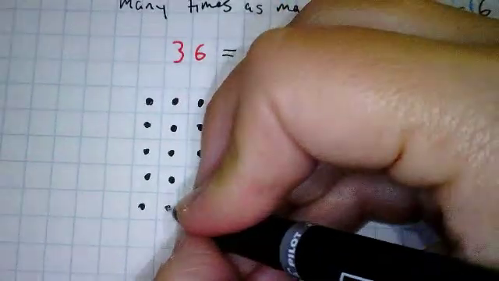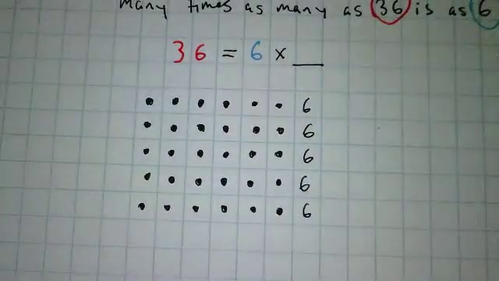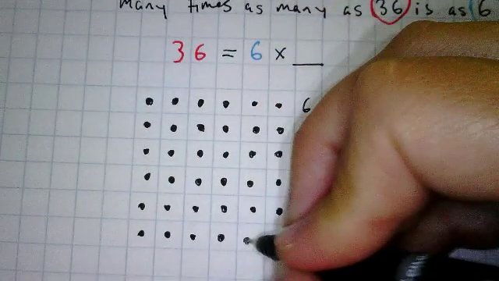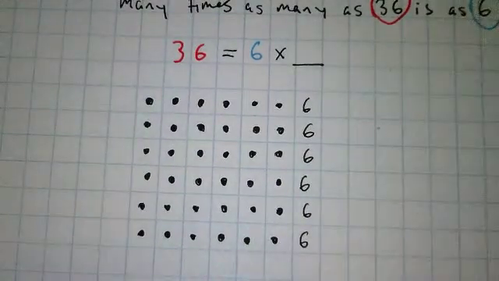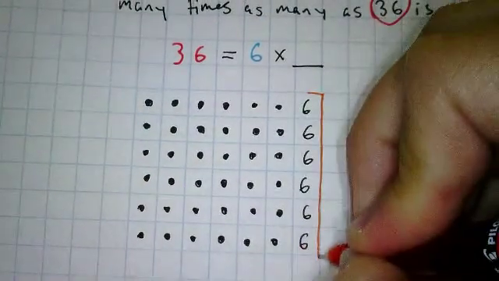1, 2, 3, 4, 5, 6. How many do I have now? 30. I'm not to 36 yet. 1, 2, 3, 4, 5, 6. How many do I have now? Oh, I have 36, right? So, and if you look, it's a square. It is. So, square number.